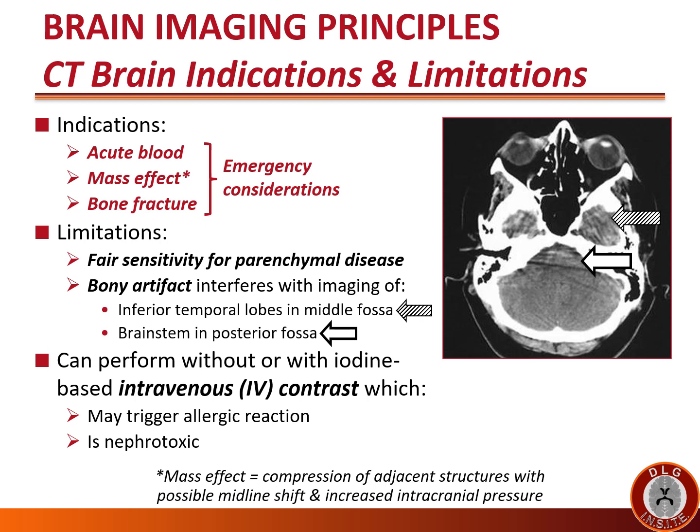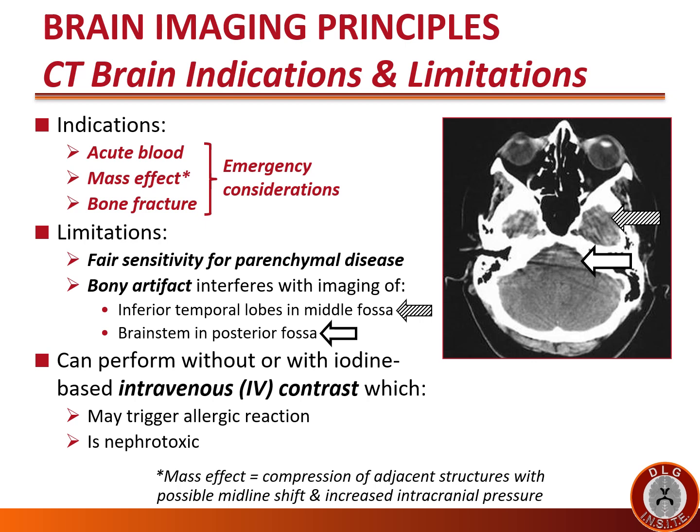The indications for CT brain include acute blood, as opposed to subacute or chronic blood, which are not as easily seen on a CT brain. Mass effect, a very important concept to understand when viewing brain images. Mass effect is compression of adjacent structures with possible midline shift and increased intracranial pressure. That can occur as a result of tumors, abscesses, hemorrhages, etc. CT scan is also good for viewing bone fractures. So if you think about it, in general, CT brain is excellent in emergency situations where you're looking for acute blood, mass effect, and bone fractures.